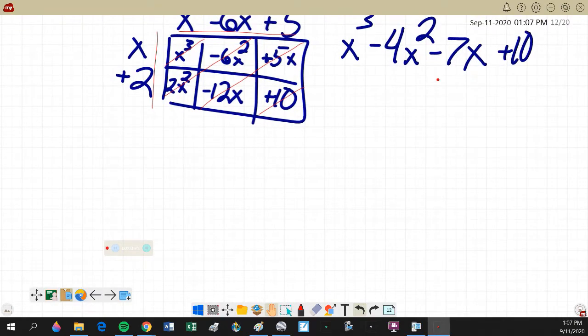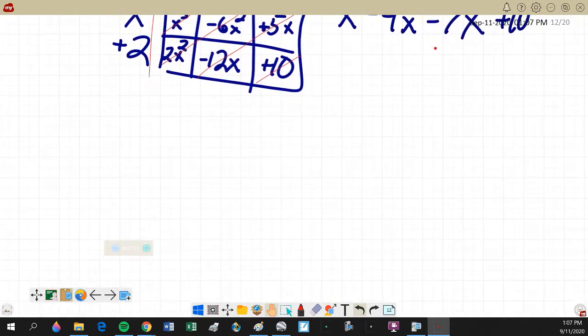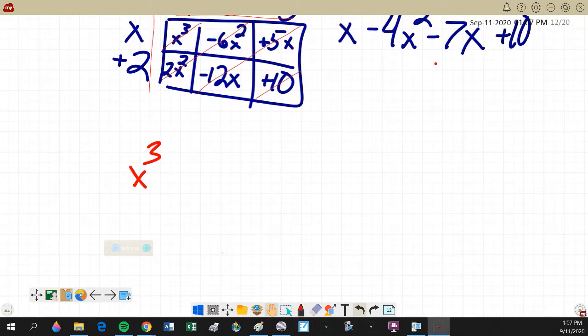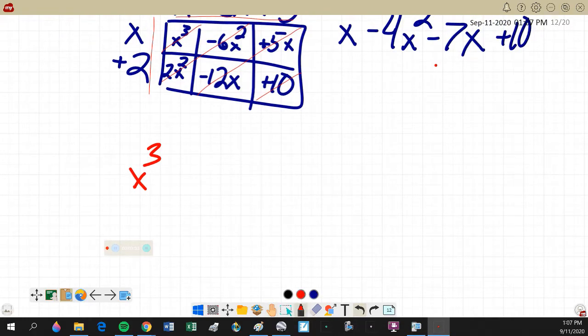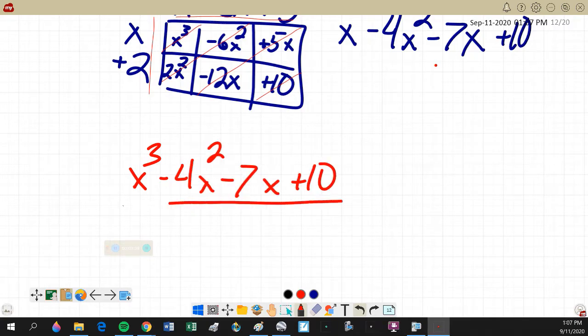So, if I have x to the third, oh, now I can't see it, minus 4x squared minus 7x plus 10, and I divide it by x plus 2, I should get that quadratic that I had at the beginning. Okay? But how do you divide polynomials?